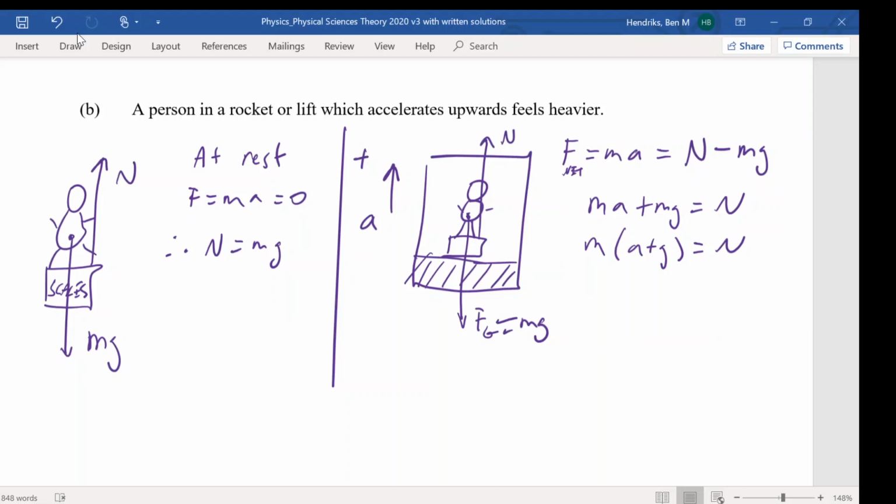So the normal force is what the scales actually measure. The normal force is what it measures. And so what this will look like on the scales, it'll look like your mass is actually larger. So a person in a rocket or lift which accelerates upwards feels heavier. And that's because the scales are measuring both the acceleration due to gravity, but then also this acceleration upwards, because you're not going up or down through the air. So your normal force still has to be balanced. So there's more force going through the floor, essentially, than normal. Okay.